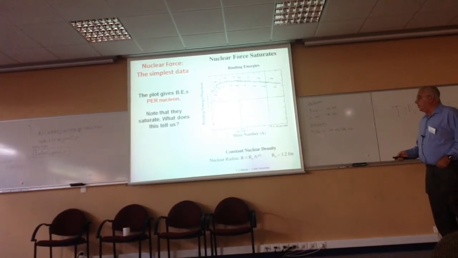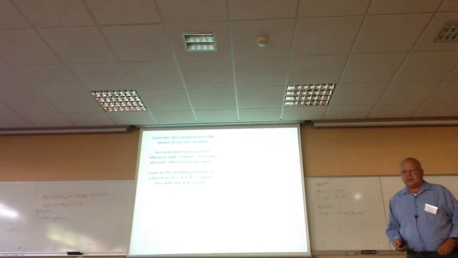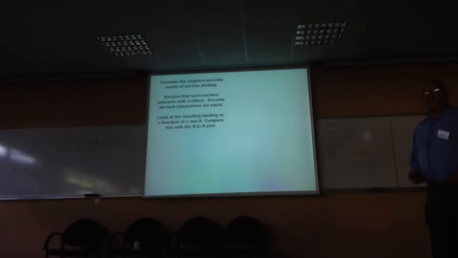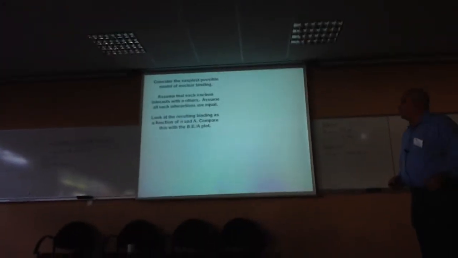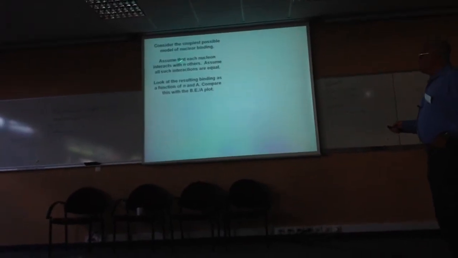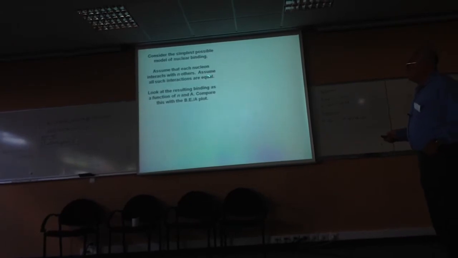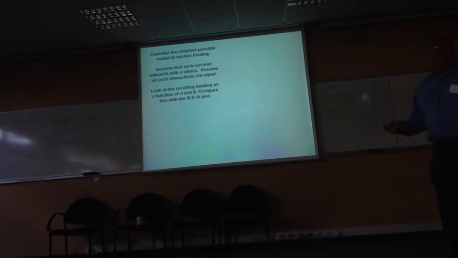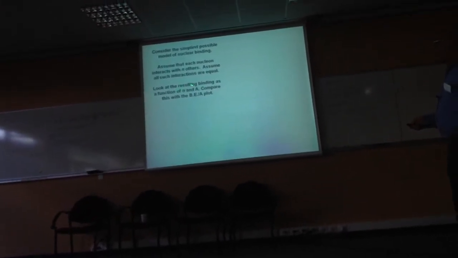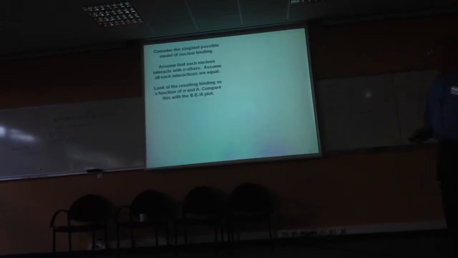Okay? So I want to look at the simplest possible model you could imagine, which is clearly wrong. I like to look at wrong models because they often contain some essence of the real situation. So I'm going to assume that every nucleon interacts with n others, and we will look at different values for n. And all those interactions are equal. And you know that's not right, but we'll do it anyway. And we're going to look at the resulting binding as a function of n and mass. And we'll compare with this binding energy for a plot.